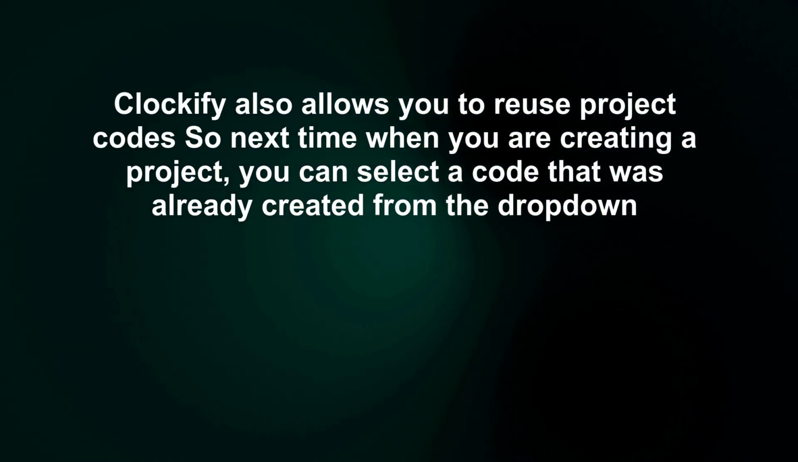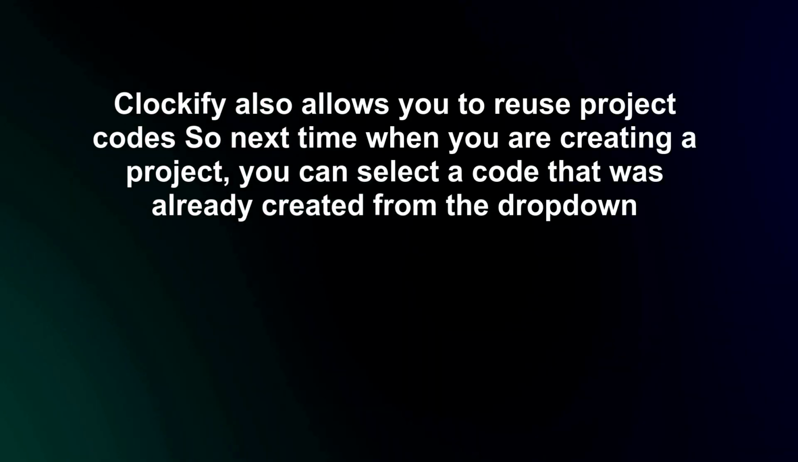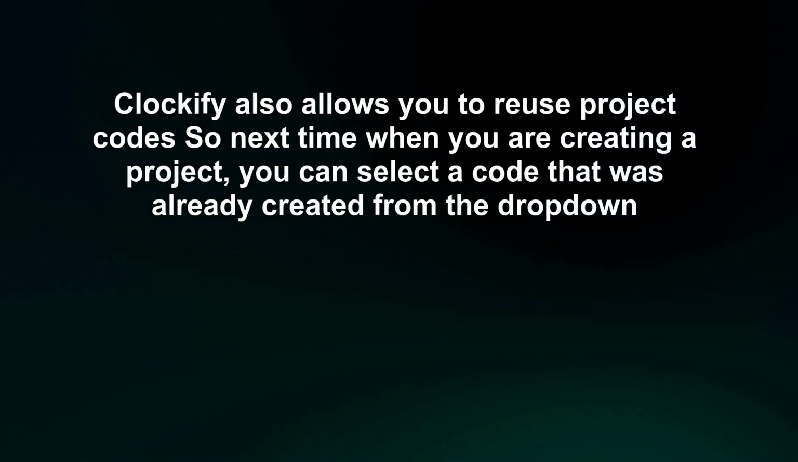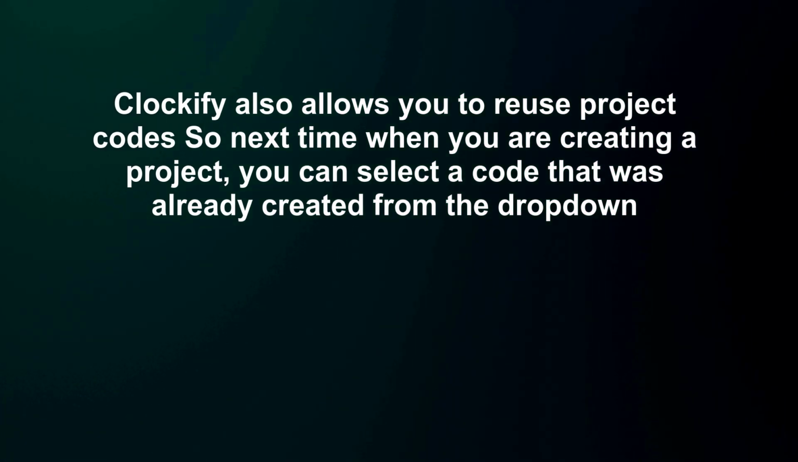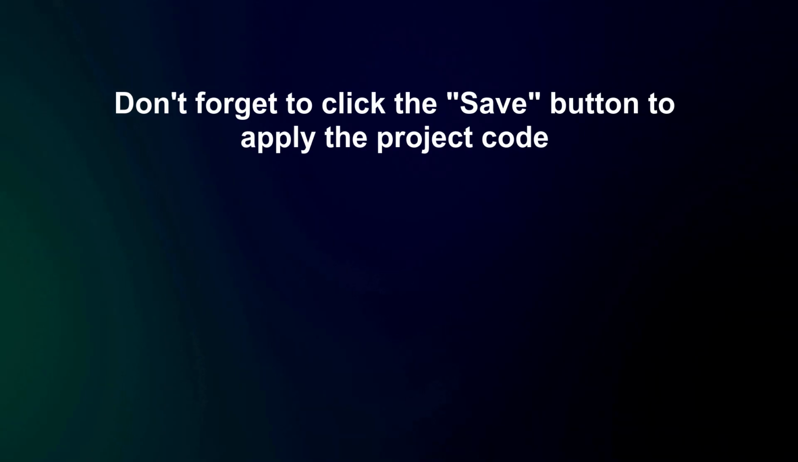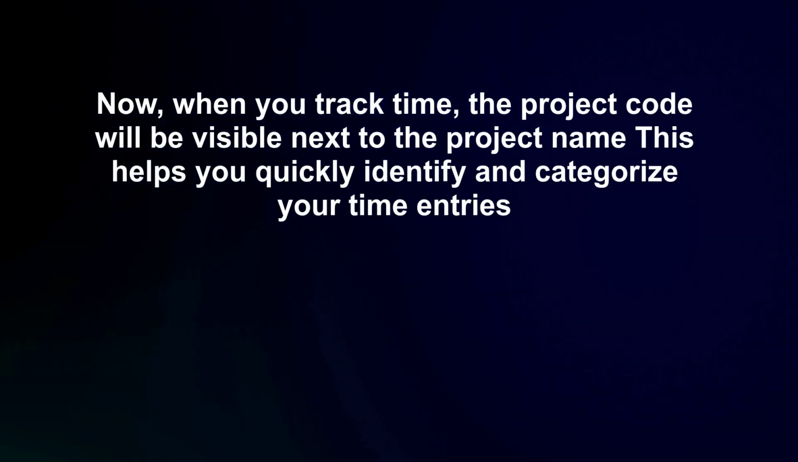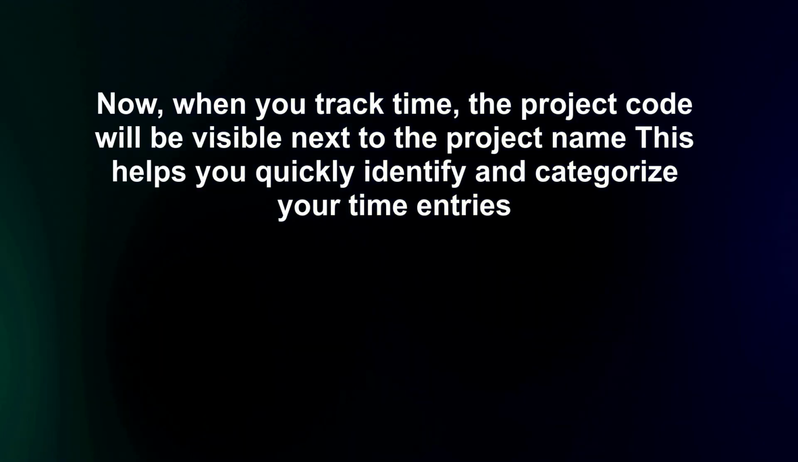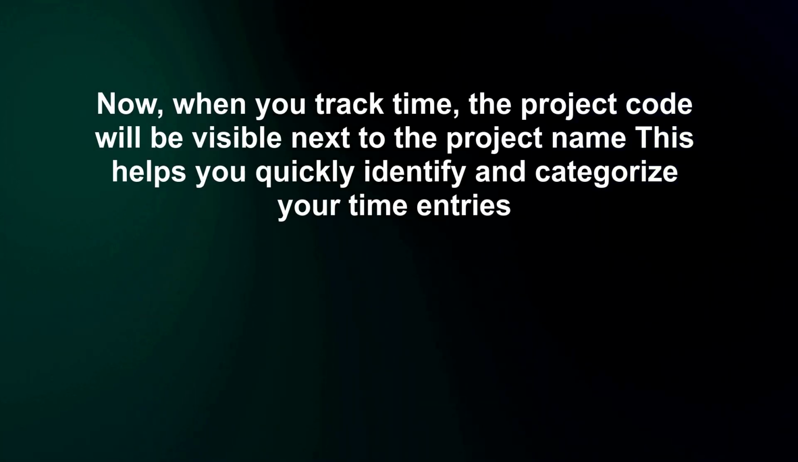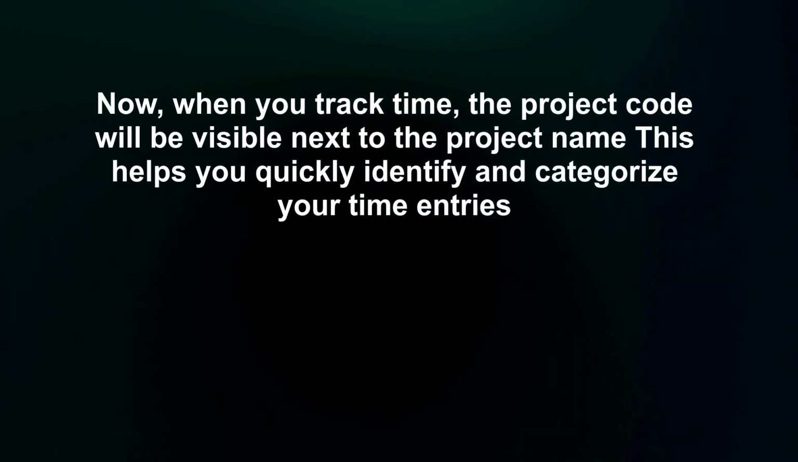Clockify also allows you to reuse project codes, so next time when you are creating a project, you can select a code that was already created from the dropdown. Don't forget to click the Save button to apply the project code. Now, when you track time, the project code will be visible next to the project name. This helps you quickly identify and categorize your time entries.